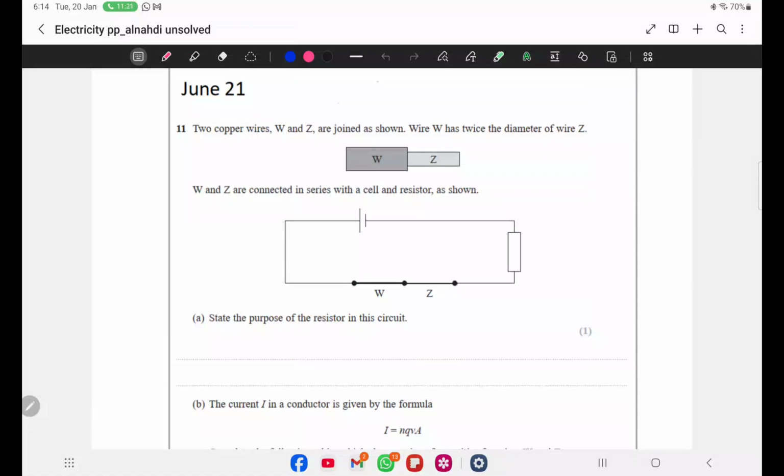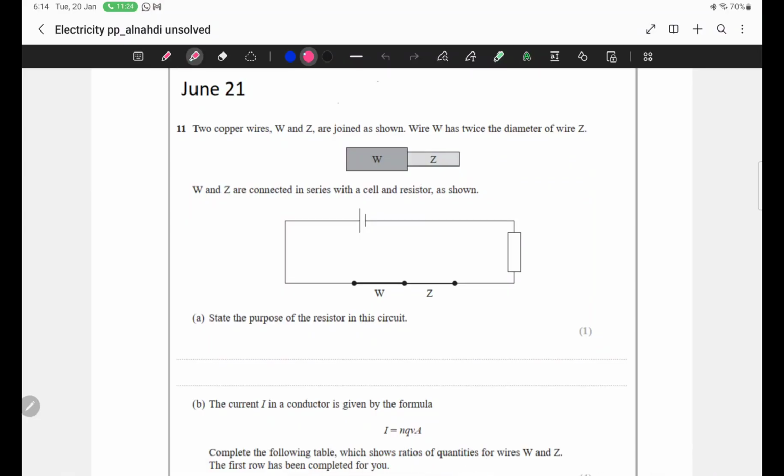20th January 2026. The question is, this is a cell, and this cell is connected with two copper wires. One copper wire name is W, and the other copper wire name is Z. Both are copper, so their material is same. In this circuit, these are two wires, as well as there is a fixed resistor. So the question is, sir, what is the purpose of fixed resistor?